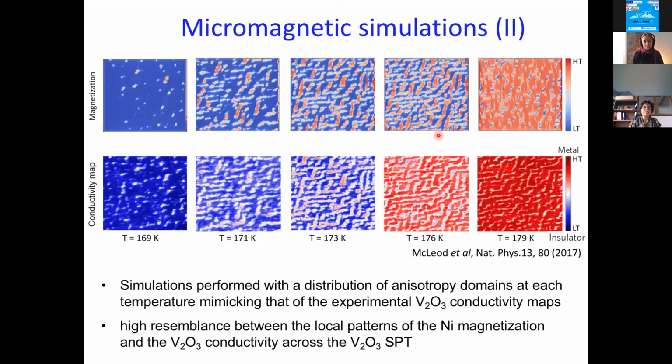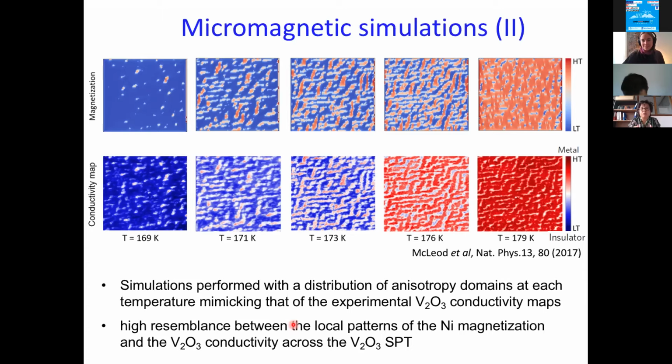And in this, instead of feeding the simulations with the XMCD domain patterns, we use the conductivity domain maps from the group in San Diego, Basov and Schuller. Feeding with this, and again performing the simulations in a similar way, we obtain the magnetization patterns in the top row, as you see in the following. So again, these simulations mimic that of the experimental V2O3 conductivity maps. This mimics pretty well, and there is a high resemblance between these local patterns that we observe in the nickel magnetization and the conductivity.